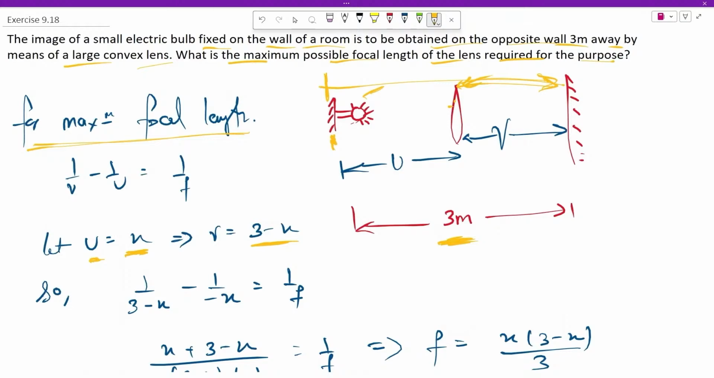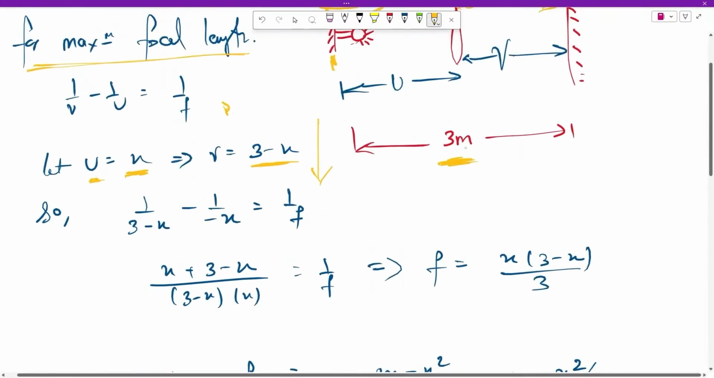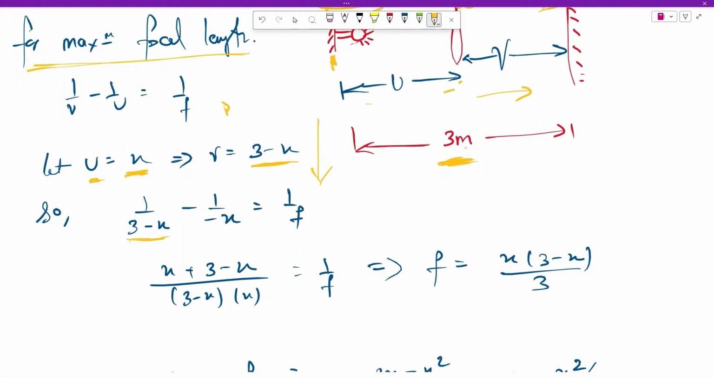Now using the sign convention and the lens formula and substituting the values in this equation, we will see that 1 by v becomes 1 by (3 minus x), and since the screen is on the right hand side, it is going to be positive. And u is on the left side of this lens, so it is going to be negative. So I have substituted 1 by (3 minus x) minus 1 by (minus x) equals 1 by f. So using the values u equals x and v equals 3 minus x, we have substituted the values over here in this lens equation.